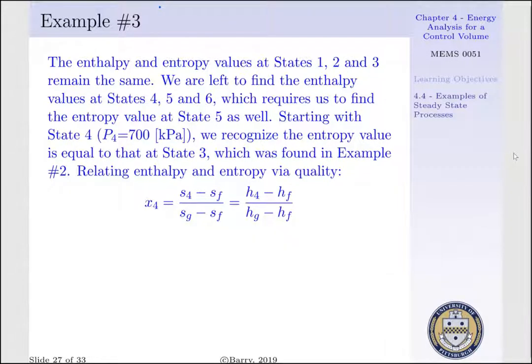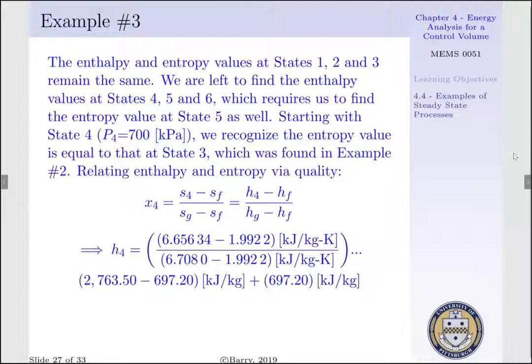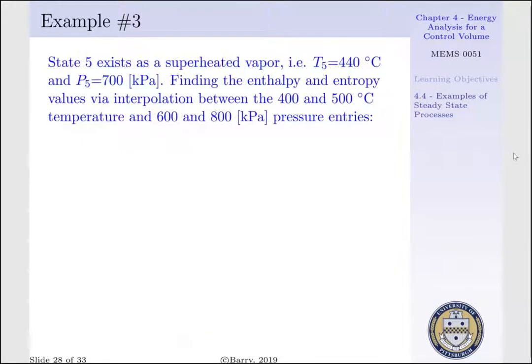We're going to assume the entropy between states 3 and 4 is the same, and between 5 and 6 is the same. For us to determine our enthalpy at state 4, we are going to relate our enthalpy and entropy via quality. That is, our enthalpy at state 4 would be (S4 minus Sf) per (Sg minus Sf) times the quantity (Hg minus Hf), plus Hf. Our enthalpy at state 4 is found to be 2,740.86 kilojoule per kg.